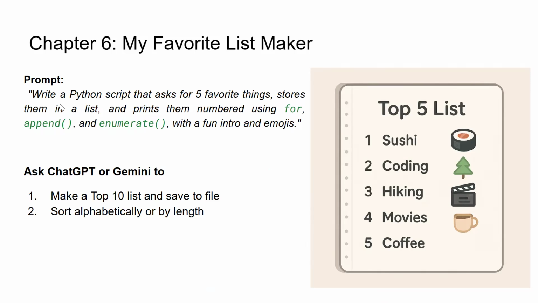So the code is like, and the prompt would be the way that we described it. Ask for Python code from Gemini or ChatGPT: ask for five favorite things, store them in a list and print them numbered using append or enumerate. This is not necessarily needed here, but for learning purposes we did that.